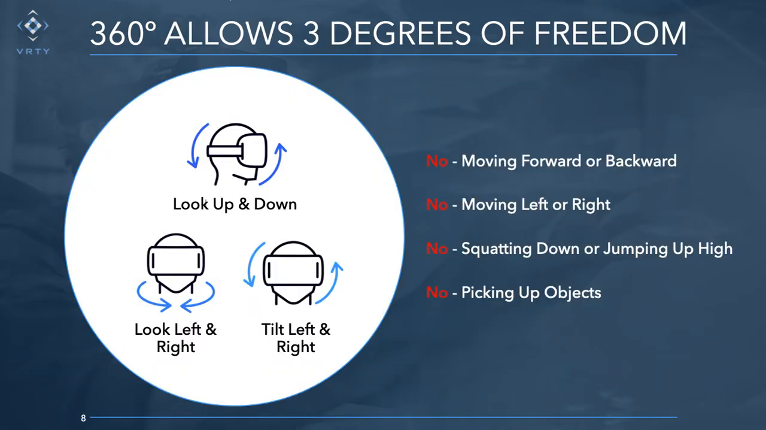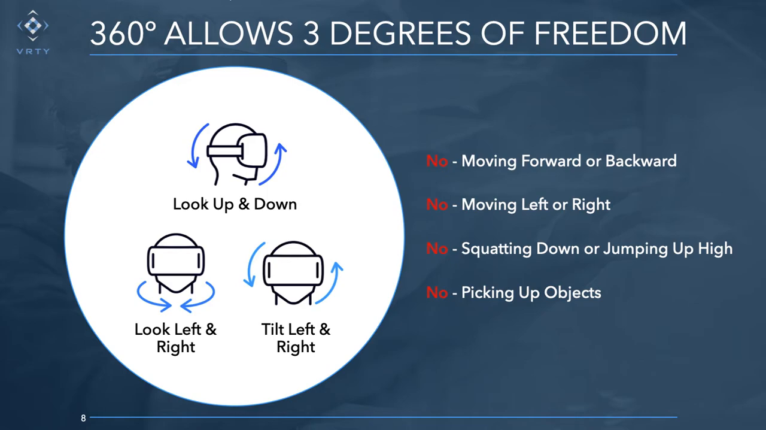Now for 360, which is a little bit different to some of the other virtual reality technologies out there, which you might see through Oculus Rift or HTC Vive, or if you have a PlayStation VR. In 360, there are three things that you can do. You can look up and you can look down. You can look left and right, and you can even tilt your head left and right.